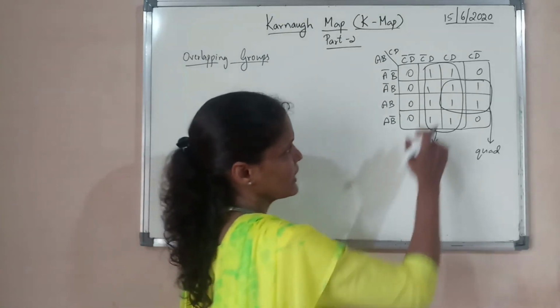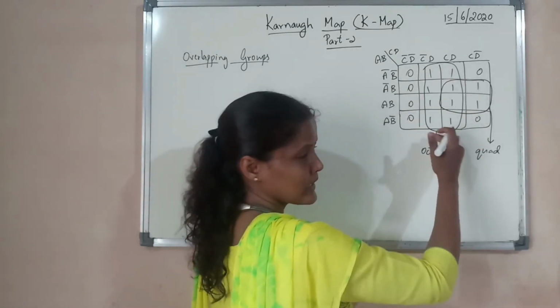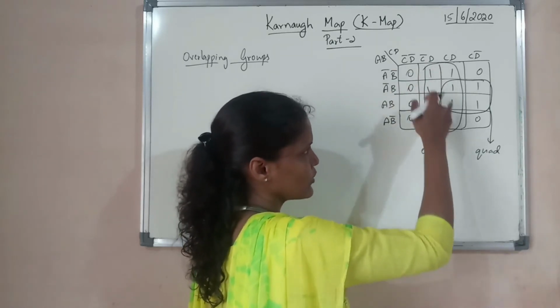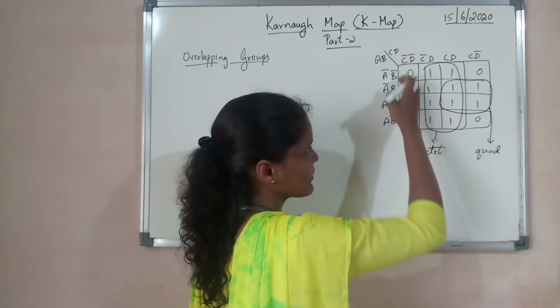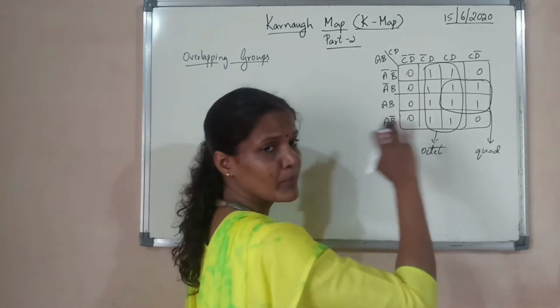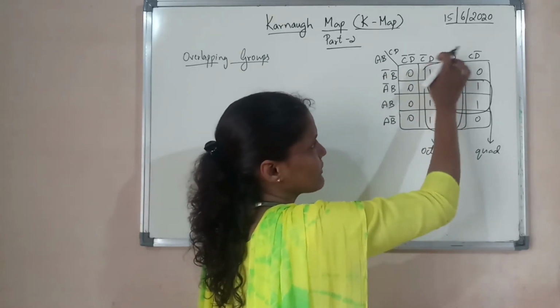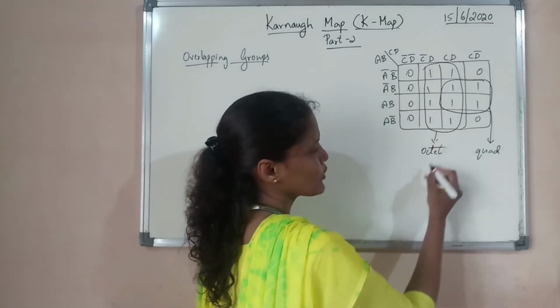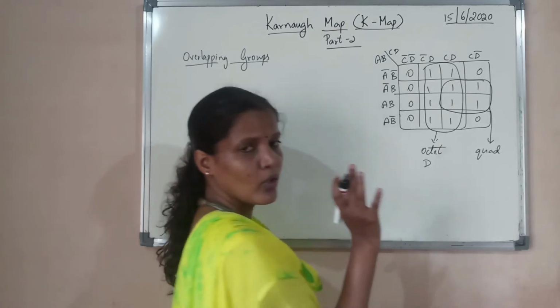So I already told you, let us consider this octet first. If we use the complete columns or the complete rows, those particular variables get completely eliminated. So I will be left with only these two terms where C is present in both complemented and uncomplemented form. So only D is remaining.